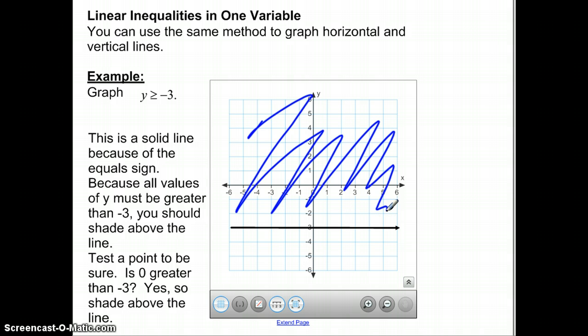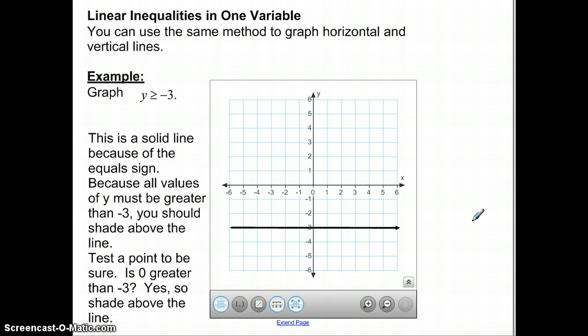You can test a point to be sure. I would test 0, 0. Is 0 greater than or equal to negative 3? It is. So you're correct to shade above the line there.